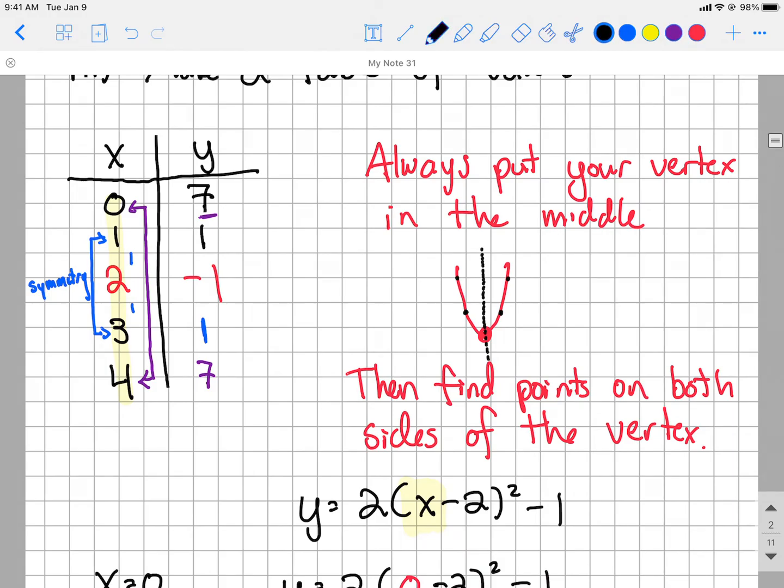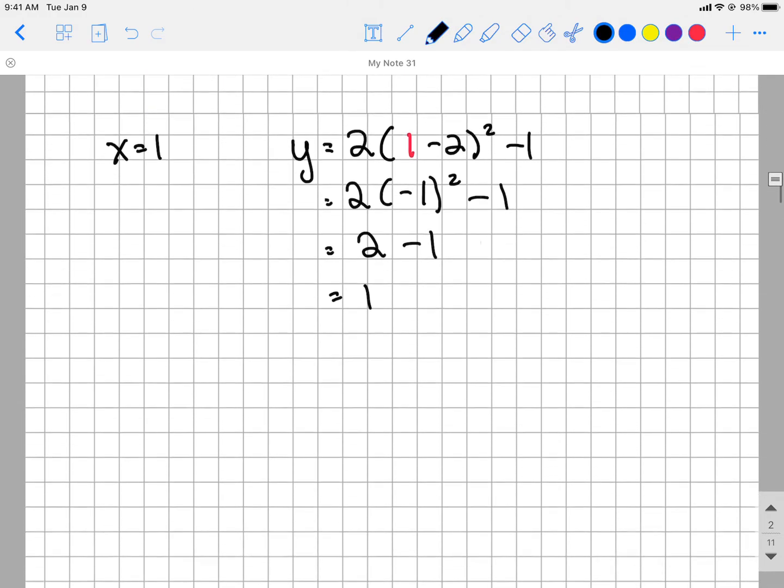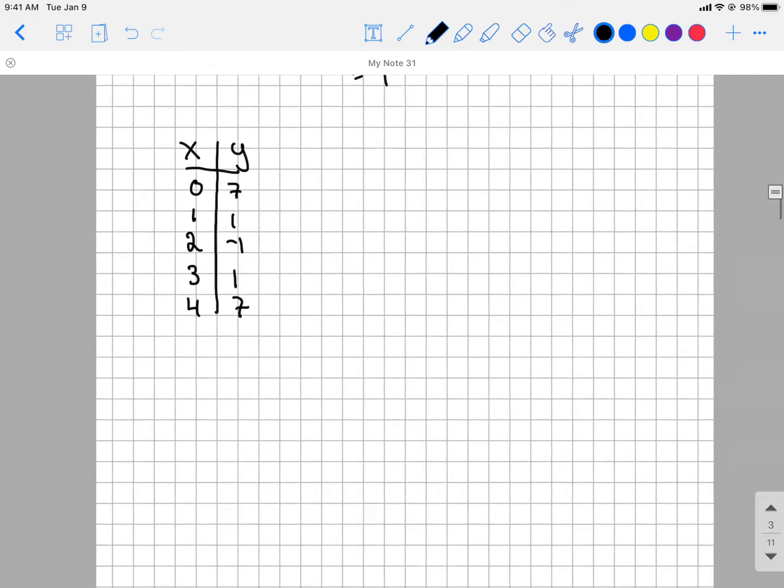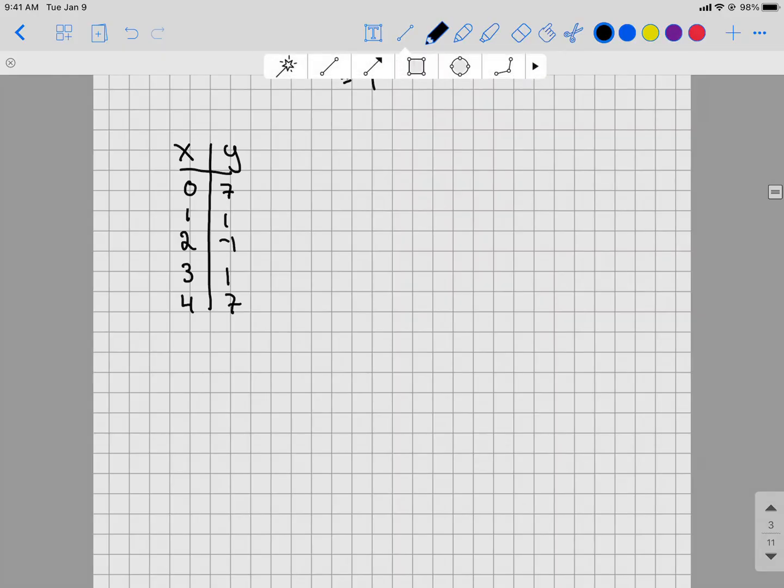So to tidy that up a bit, we'll re-sketch it out down here. We've got x and y. Our vertex in the middle was at 2, -1, and so we had 0 and 7, 1 and 1, and then 3 and 1, so again, mirroring across the vertex, and then 4 and 7. And there we are. We have 5 points. So let's draw ourselves a graph.